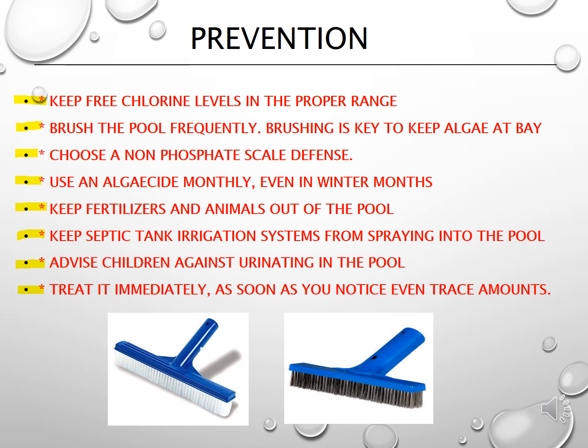Use an algicide monthly, even in the winter months, to help prevent algae from blooming, and keep fertilizers and animals out of the pool. Also, keep any septic tank irrigation systems from spraying into the pool. Advise children against urinating in the pool. And if you do see even a trace amount of algae, treat it immediately. Brush it off, kill it, brush it off, and get rid of it to keep it from spreading.